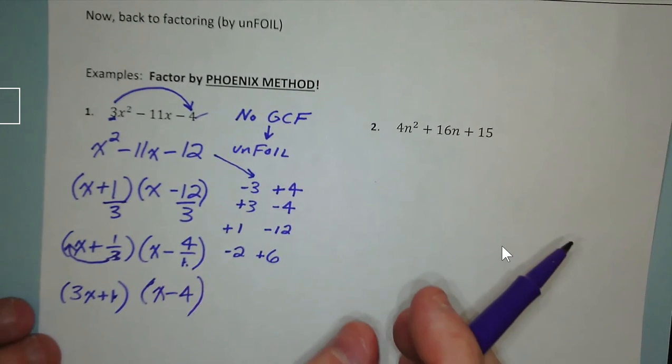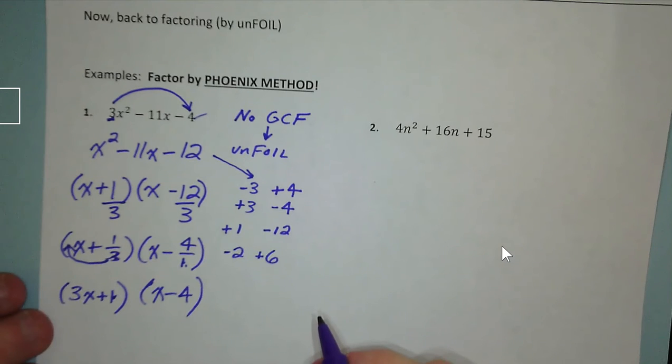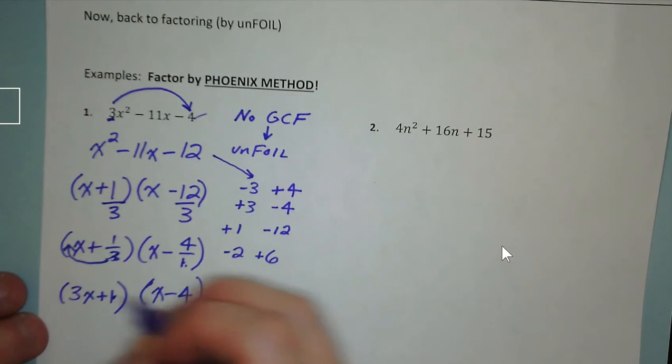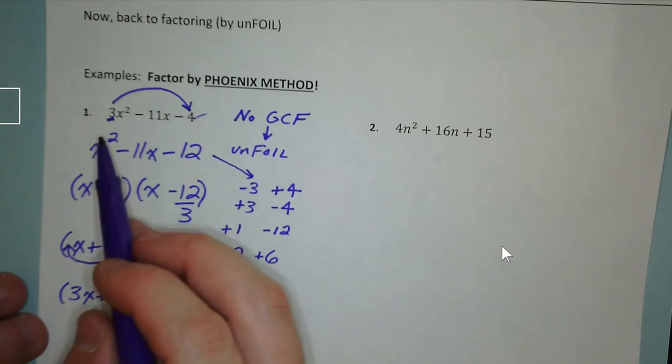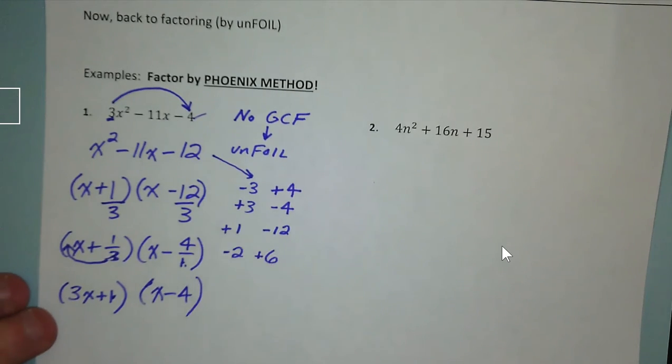Now we're done. Now we're done. And this is the answer. Okay? So these 2 bubbles foil together to make 3x squared minus 11x minus 4.